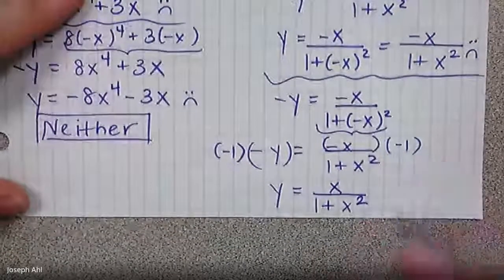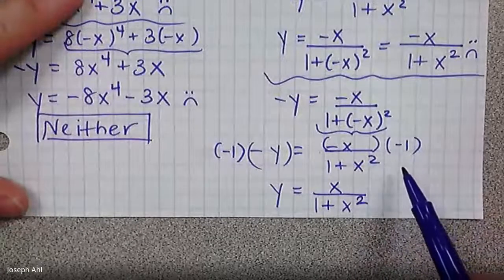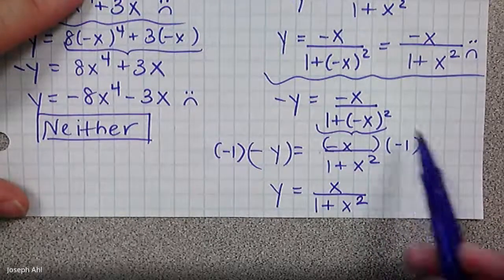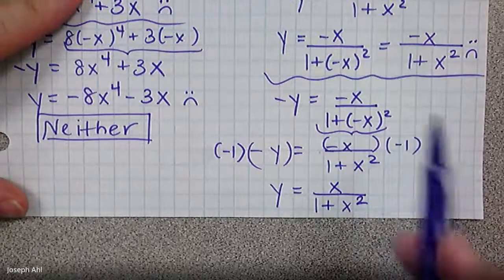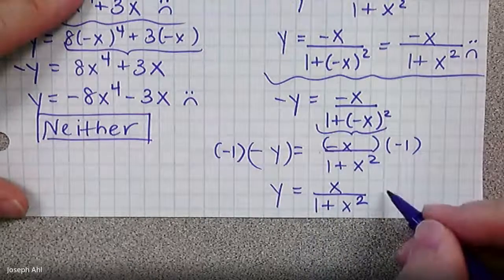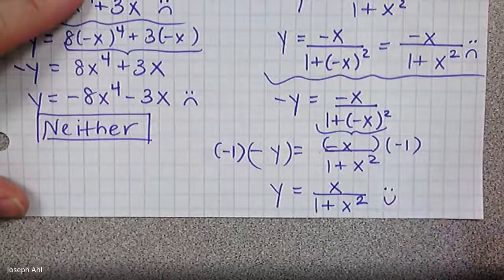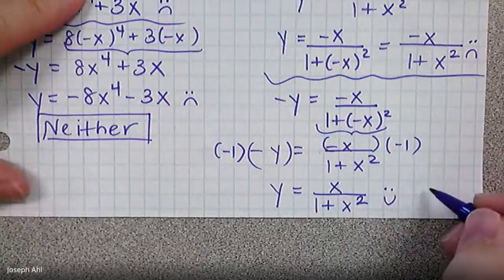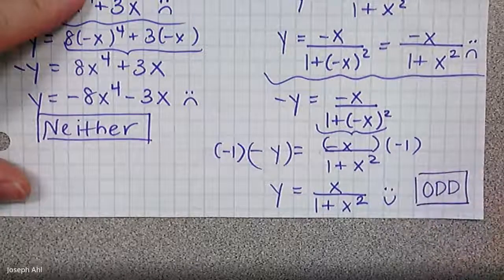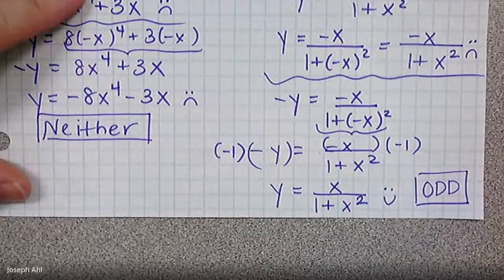But Mr. All, shouldn't we multiply the top and bottom by negative 1? Well, not really. Negative 1 over negative 1 is positive 1 you're multiplying by. So you can just multiply the top by negative 1. That becomes positive x, and this matches the original. Because that's true, this has origin symmetry, so your conclusion is that this is an odd function. And you can go from there.